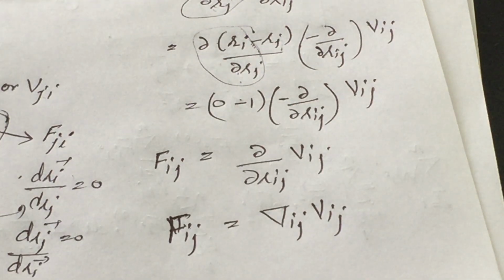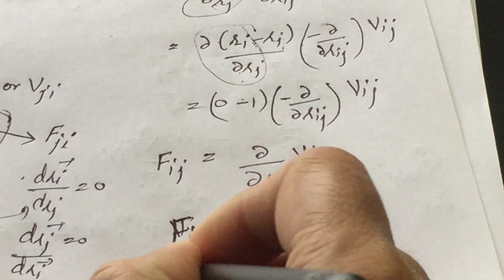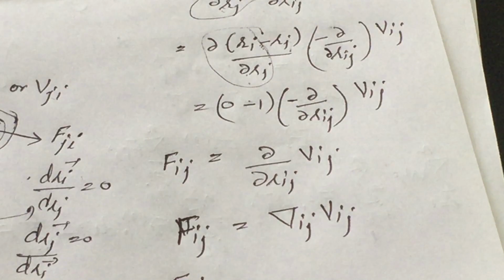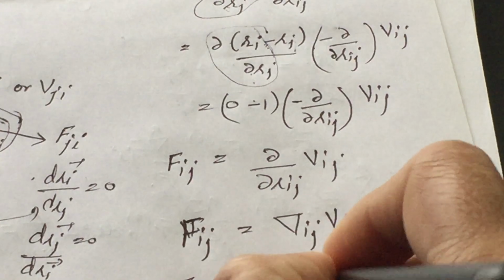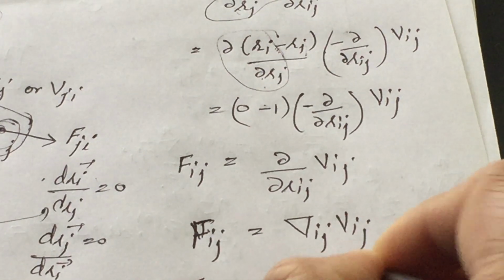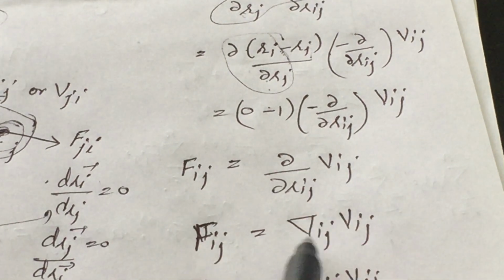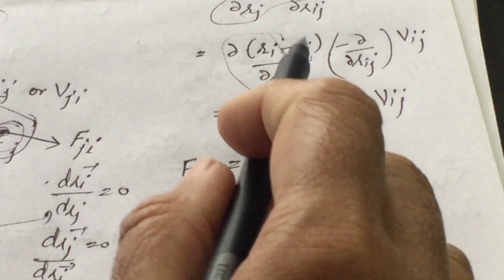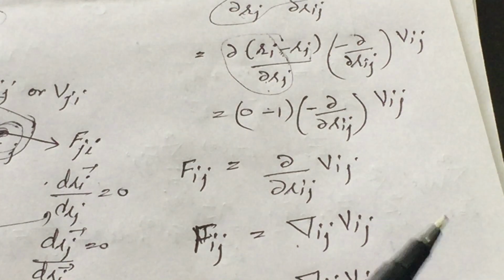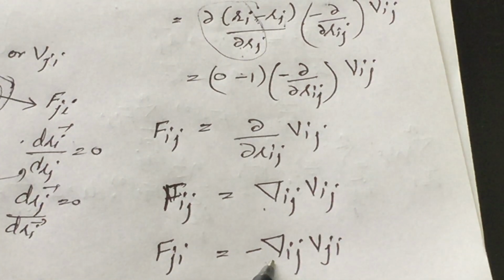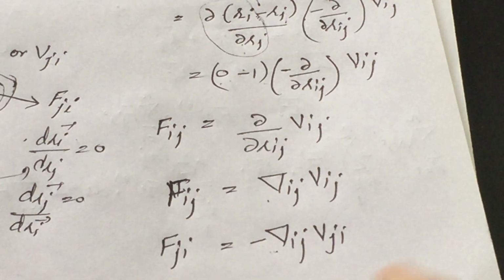Similarly, we can find Fji, and it comes out with the negative sign, minus del Vji, where Vij and Vji are the same. Here we will have a small difference in these two. Here we get Ri divided by Ri, so this term comes out to be negative. In this expression, we will get 1 minus 0 instead of 0 minus 1.